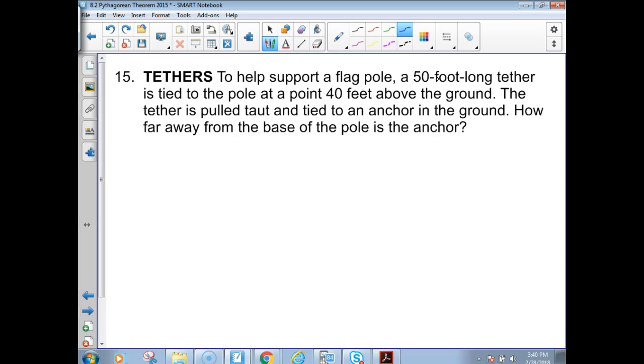Tethers to support a flagpole. A 50-foot long tether is tied to a pole at a point 40 feet above the ground. The tether is pulled out, taut, and tied to an anchor in the ground. How far away from the base of the pole is the anchor?